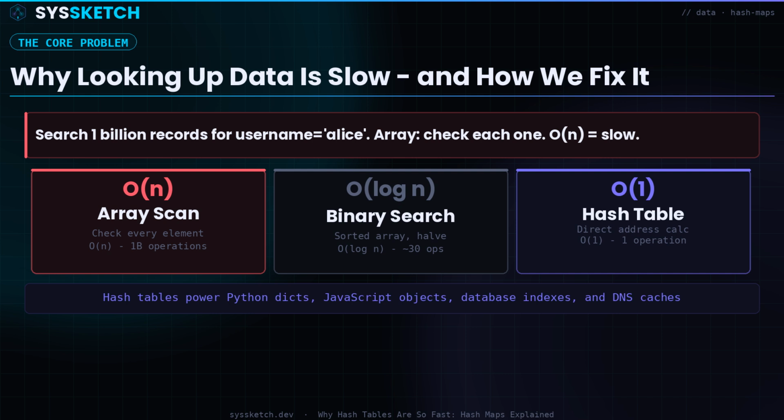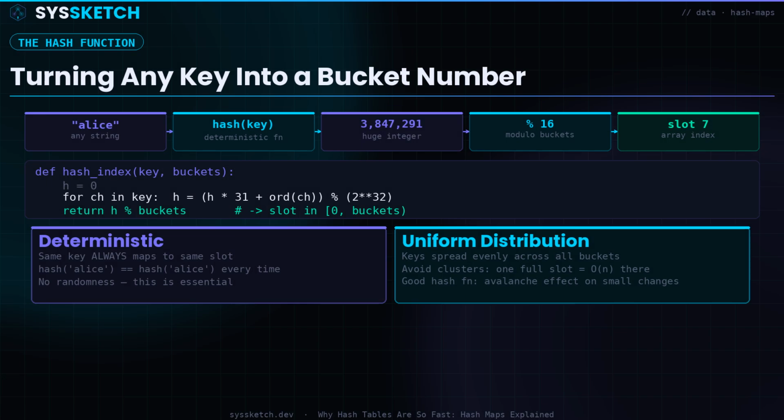A hash function takes any key and converts it into a large integer deterministically. Give it the same input twice and you always get the same output. A simple hash for strings might multiply the running total by 31 and add the ASCII value of each character, all wrapped with modulo arithmetic to keep the number bounded. That large integer is then reduced to a slot index using modulo by the number of buckets. Hash of key modulo bucket count equals your slot.